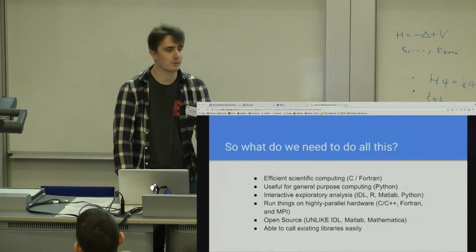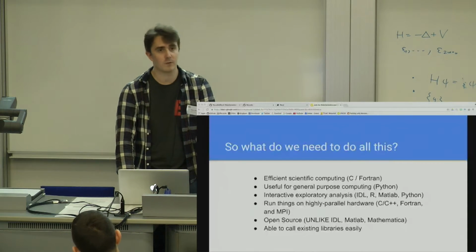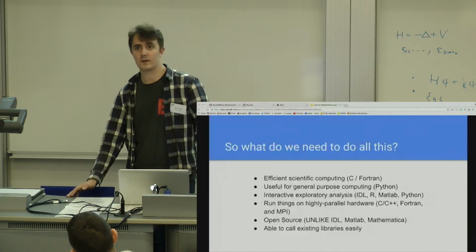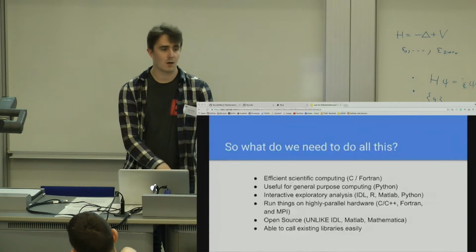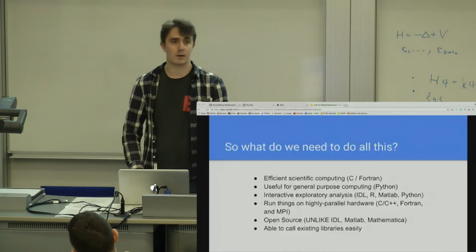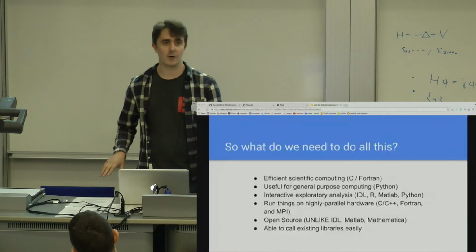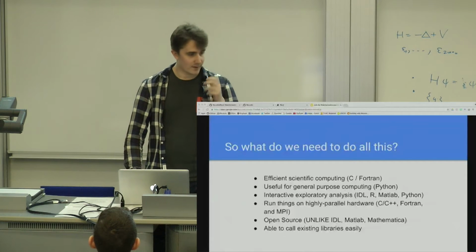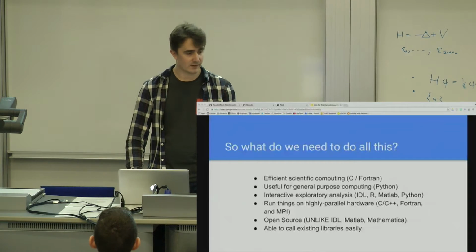Most biologists, most bioinformaticians, are not from a computational or very mathematical background. Most bioinformaticians were either computer scientists who moved into biology, or biologists who discovered we quite like computers and we've never set foot in a lab again. We want to do interactive exploratory analysis. We want to run things on highly parallel hardware.